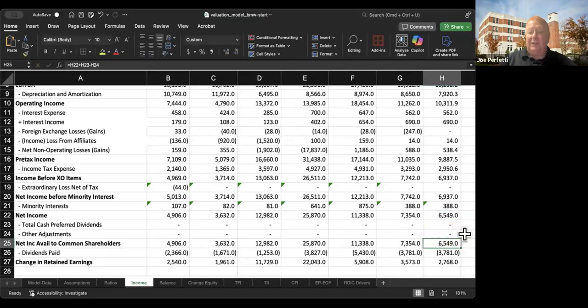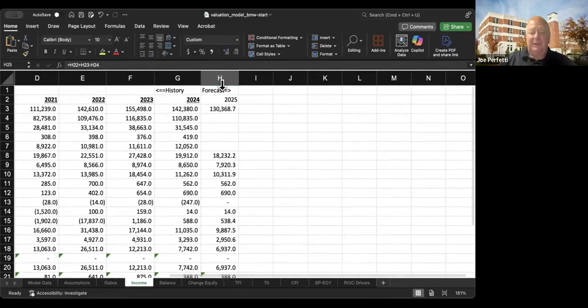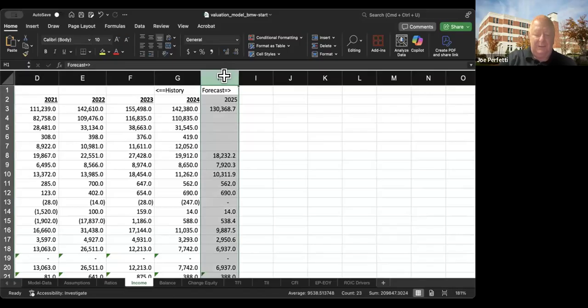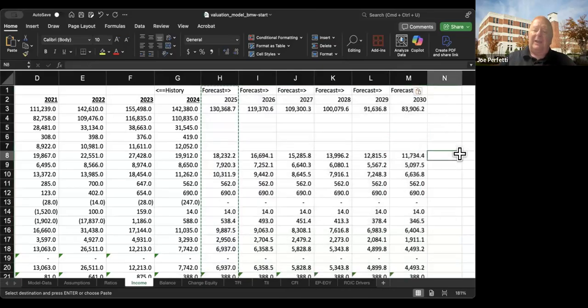All right, so we finished the income statement for 2025. So then what we're going to do is take that column H, select it, copy it, select over to column M, paste it, and we now have a forecasted income statement for BMW going through 2030 for the next 6 years.